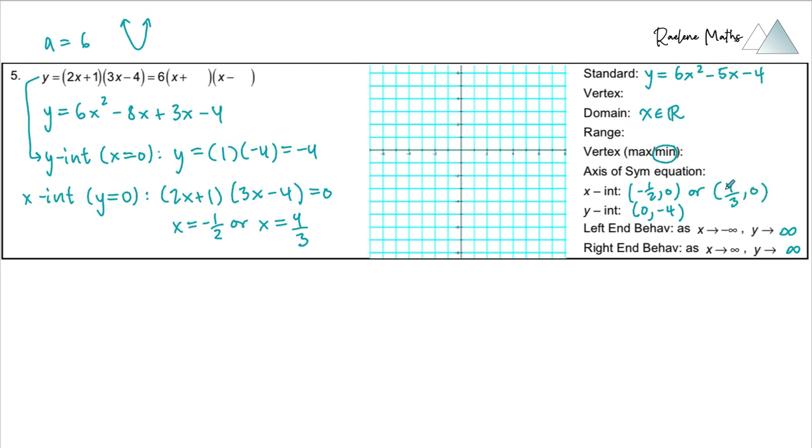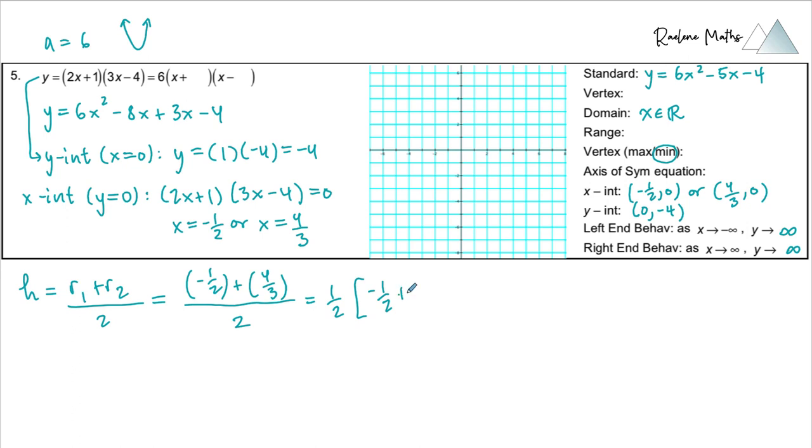and then I can use the midpoint of those two x-intercepts to come up with the value for h. So I can call the x-intercepts r1 and r2, and to get the midpoint we add those values together and divide by 2. So negative 1/2 plus 4/3 divided by 2, which I can say is actually 1/2 times the numerator. So before multiplying the 1/2 through, I'm going to get a common denominator, which is going to be 6. So negative 3 over 6 plus 8 over 6 gives me 5 over 6, and then half of 5 over 6 is going to be 5 over 12.